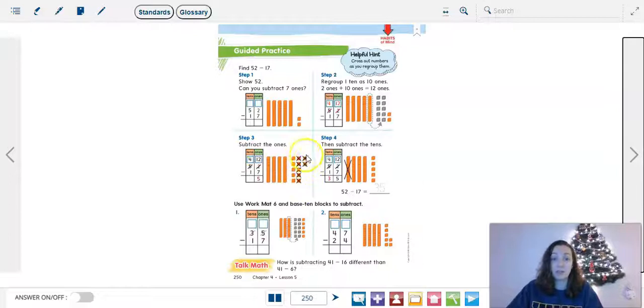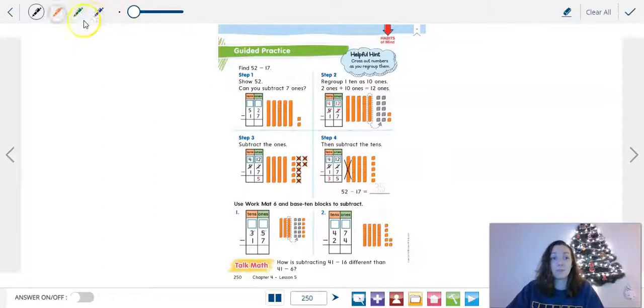As you can see, they've crossed out the picture. Then subtract the 10s, which we have 4 minus 1, which is 3. Again, they cross out the 1 10. And then that means that our answer is 35. As you can see from here, and you could count 10, 20, 30, 31, 32, 33, 34, 35.